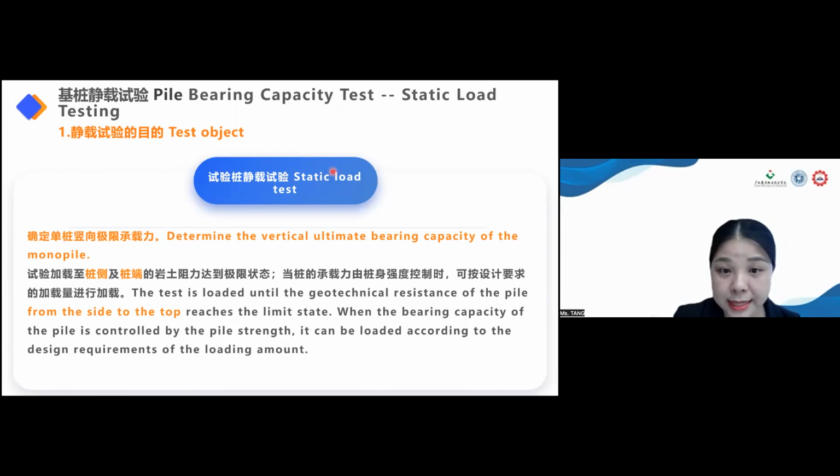The static loading test of test pile is used to determine the vertical ultimate bearing capacity of single pile. The test is loaded until the resistance of the pile from the side to the top reaches the limit state. When the bearing capacity of the pile is controlled by the pile's structural strength, it can be loaded according to the design requirements of the loading amount.